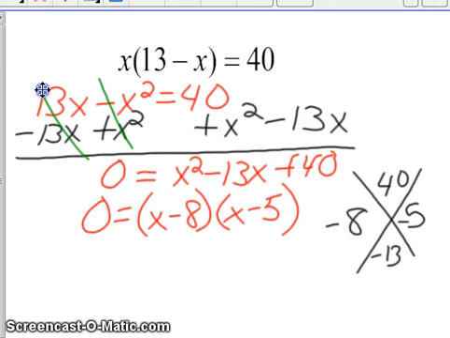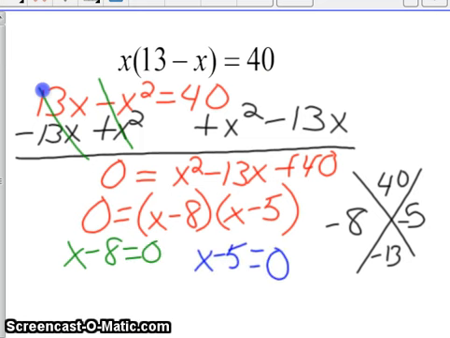Step three is to set each factor equal to 0. So now I have x minus 8 equals 0, and x minus 5 equals 0. That's step three. Step four is to solve. So I want to get x by itself. I'm going to add 8 to the side of the equal sign. That gives me x equals 8.